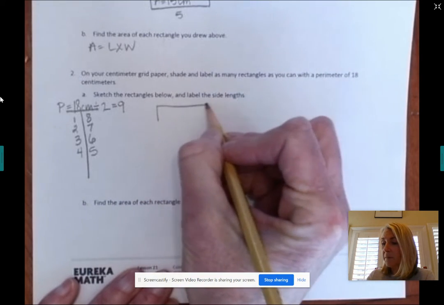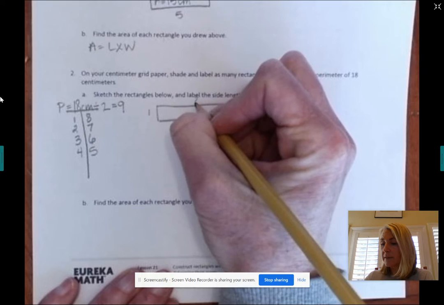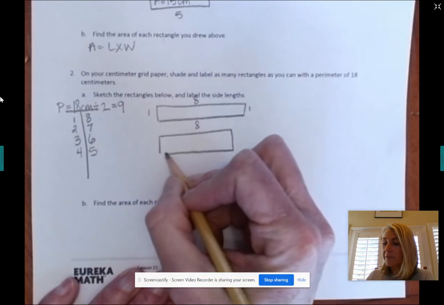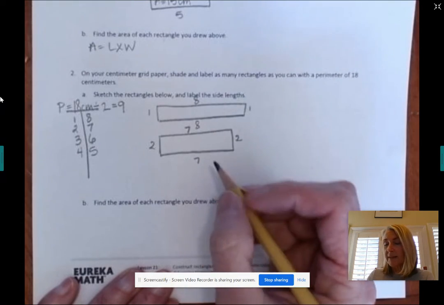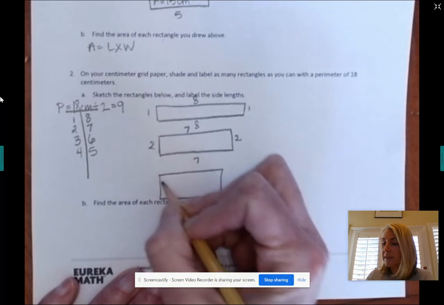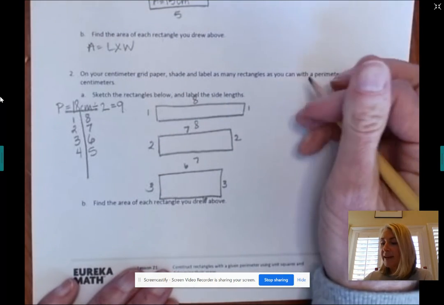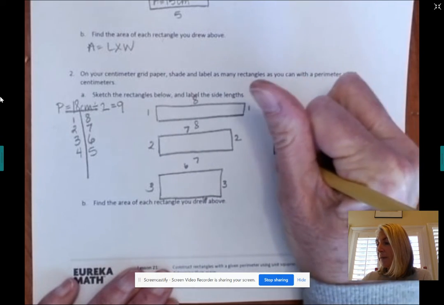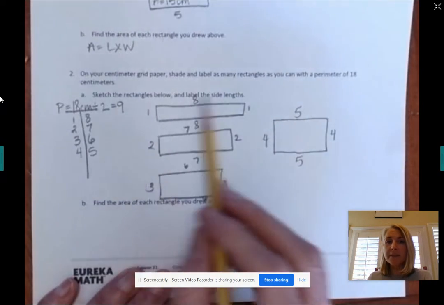So I'm going to start off with my 1 by 8. There's 1 by 8. I have a 2 by 7. You can kind of find a rhythm as you go through these. You can use one sizing to adjust your next size. And then I have a 3 by 6. You know me, I like organization. All right, and then I have a 4 by 5, which isn't quite going to be a square, but it's pretty close. All right, so I have met the requirements of the questions.